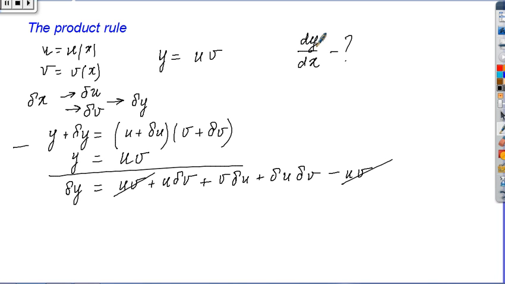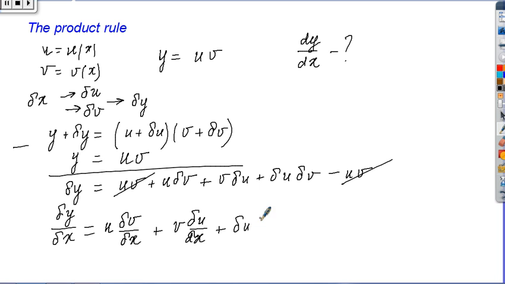But we need to find what is the rate of change in y when x changes. So we need to create delta y by delta x, and we'll divide every term of the sum by delta x, and we'll write u delta v by delta x plus v delta u by delta x plus delta u delta v by delta x.